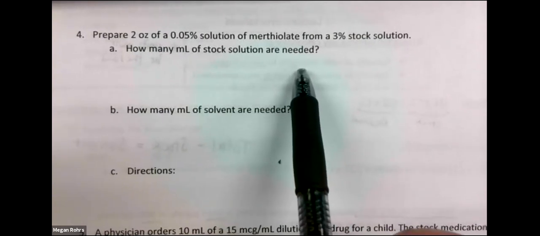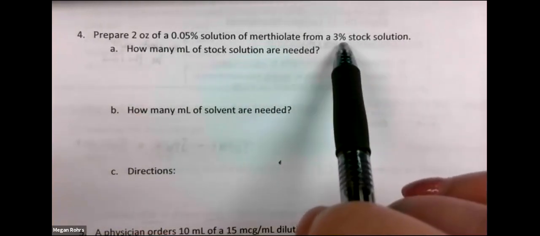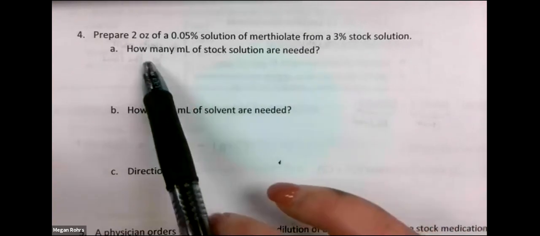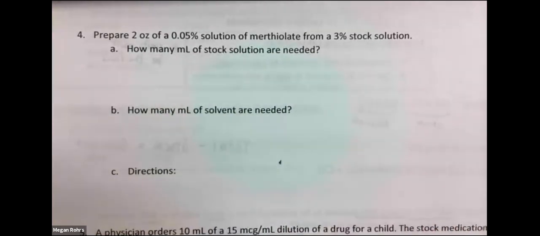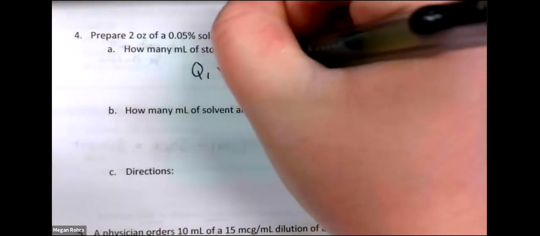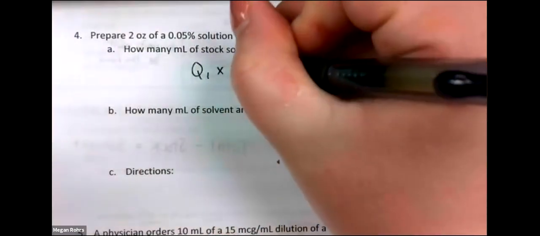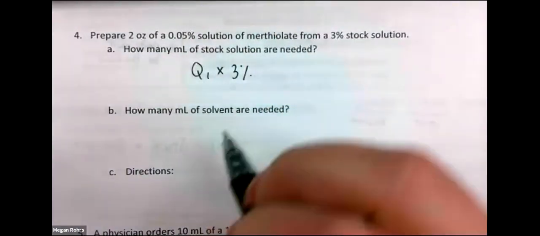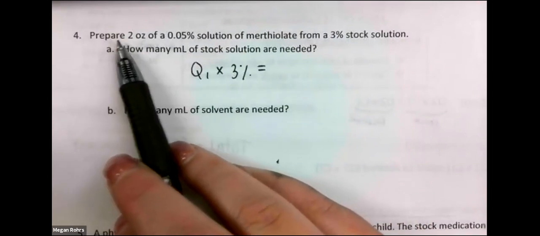So once again, simple dilution, we know that we're preparing. We have a quantity and a concentration. So that is what is desired. And we have a stock concentration. So we're looking for mils of stock. We're looking for our quantity of stock, which would be our Q1. So Q1 times our stock concentration, which would be 3%. And then we're going to set that equal to what we are desiring.